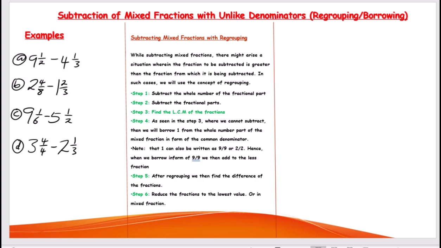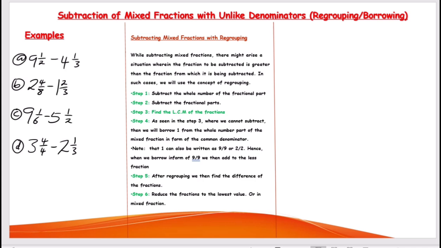When subtracting mixed fractions, there might arise a situation whereby the fraction to be subtracted is greater than the fraction from which it is being subtracted. In this case, we have to follow the following steps. Step 1, we subtract the whole numbers first. Step 2, we subtract the fractional part. Step 3, we find the LCM of the fractions.